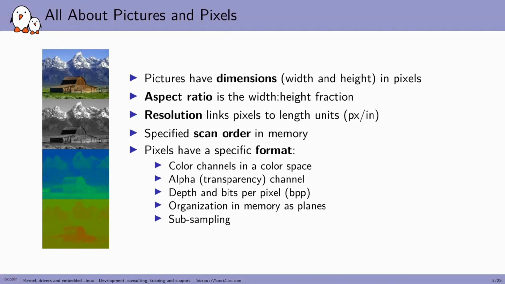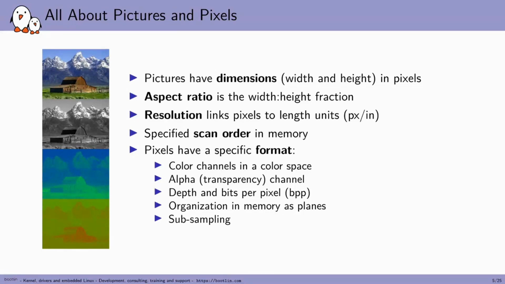Now, if we want to characterize pictures, there are a few properties that we can look at. The first one and the most obvious is the dimensions of the pictures. So that's the width and the height. Then once we have these dimensions, we can calculate the aspect ratio, something like 16:9 or 4:3. These are quite common aspect ratios. So this is basically the geometry of the picture.